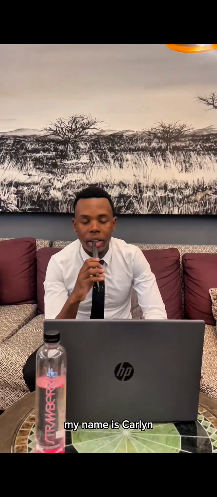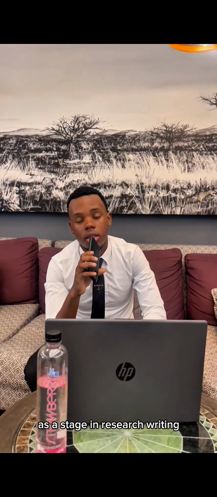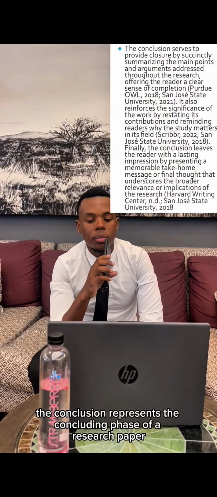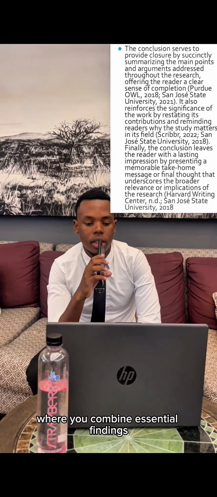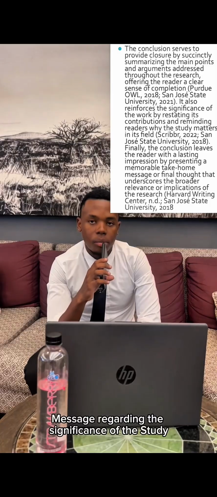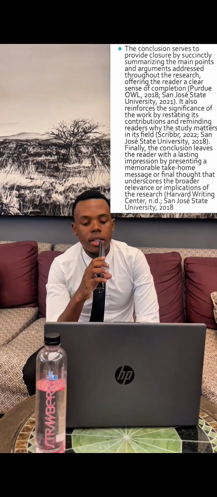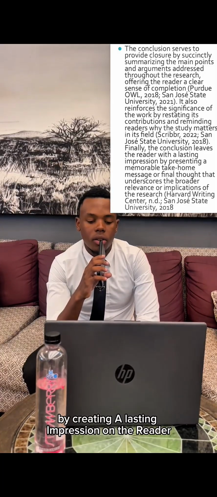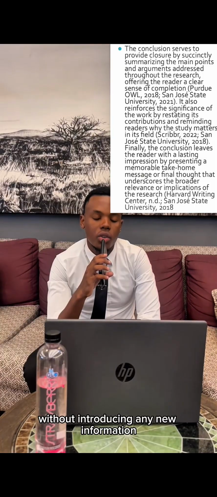study. My name is Cullen, and I'll be talking about the conclusion and the discussion as a stage in research writing. So, the conclusion represents the concluding phase of a research paper where you combine essential findings, restate the thesis and issue, and deliver a take-home message regarding the significance of the study. Its role is to finalize the paper by creating a lasting impression on the reader, highlighting the importance of the research without introducing any new information.